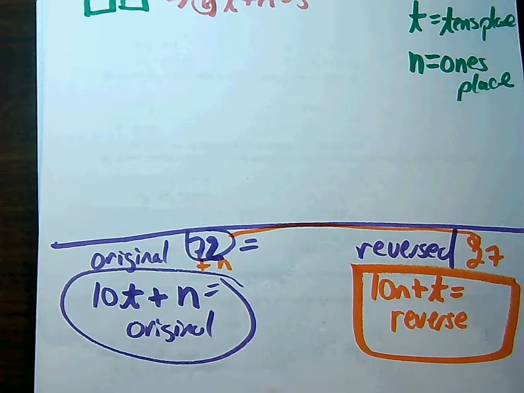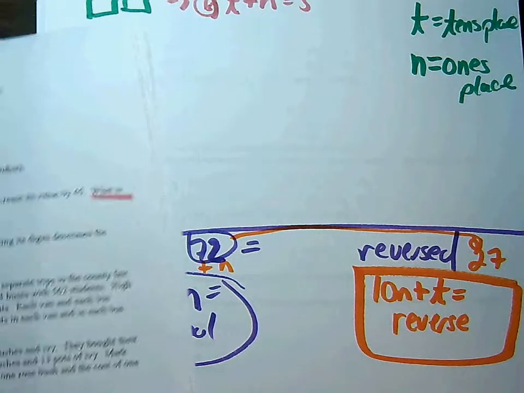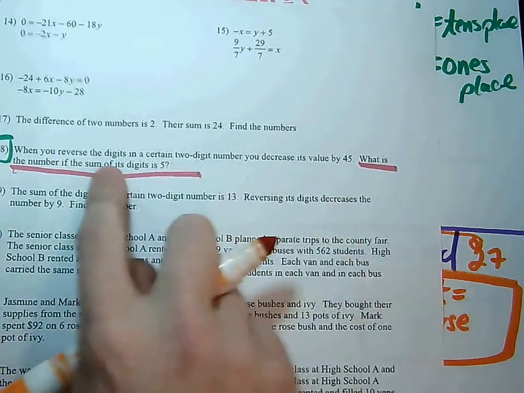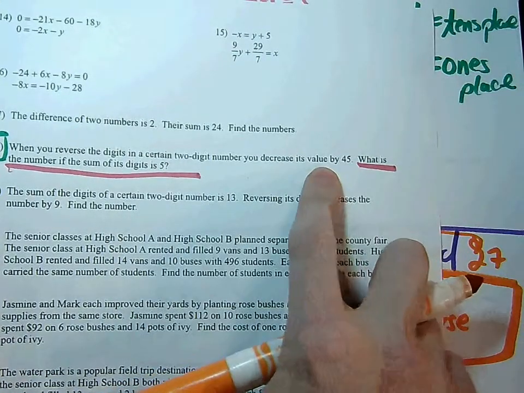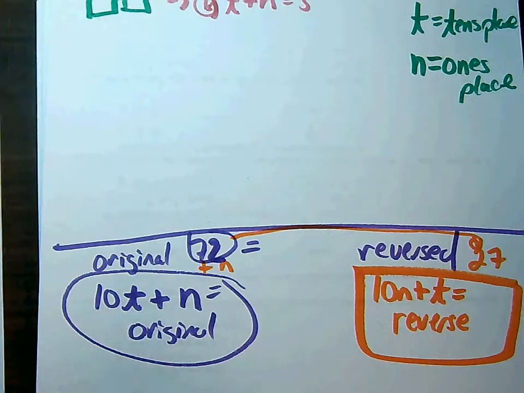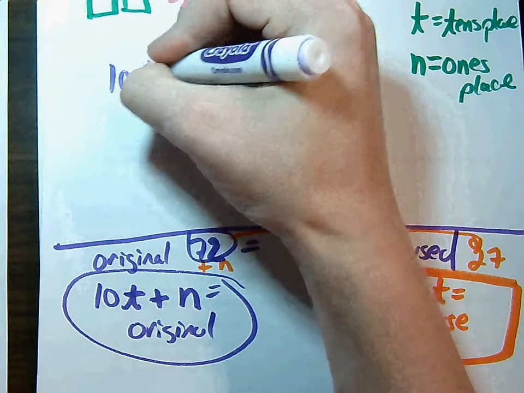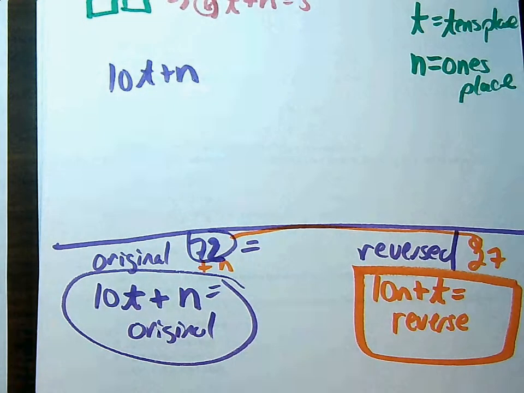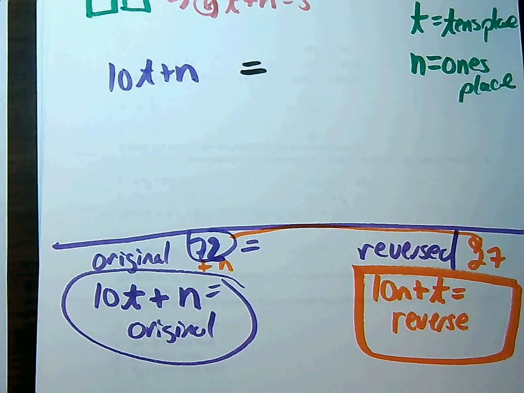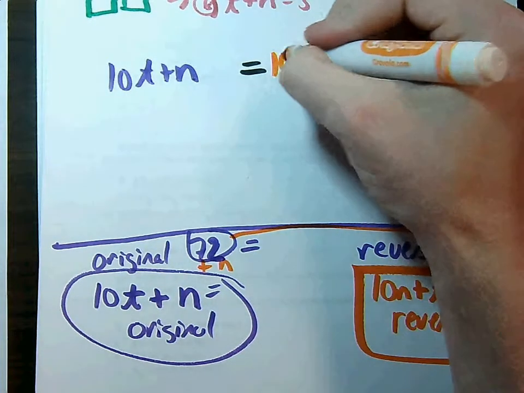All right. Once I've done this, it makes the understanding of number 18 a lot better. It says when you reverse a number, you decrease its original value by 45. So when you do that, the first thing I would do is put 10t plus n, that's my original, on one side of the equation. I'm going to leave room because I don't know whether I'm adding or subtracting yet. And on the other side is my reverse.